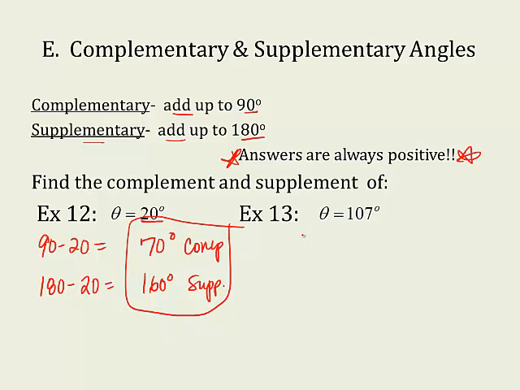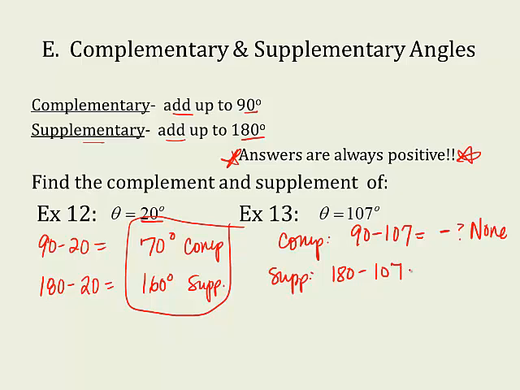Now on 13, to find my complement, what am I going to do? It's 90 minus 107. However, that's a negative answer, right? So there is none. If that happens, you say there is no complement. For the supplement, I'm going to take 180 and subtract 107. When I do, I get 73 degrees, and that is the supplement of this angle right here. So no complement, and the supplement is 73 degrees.